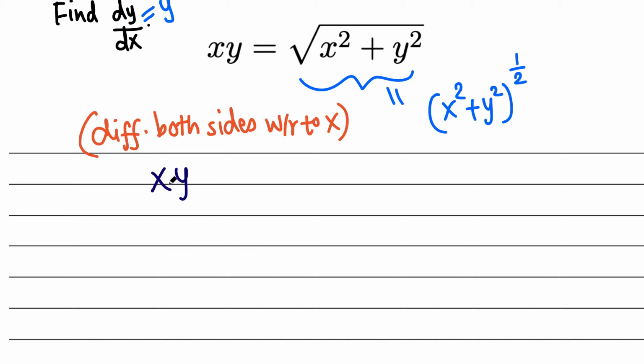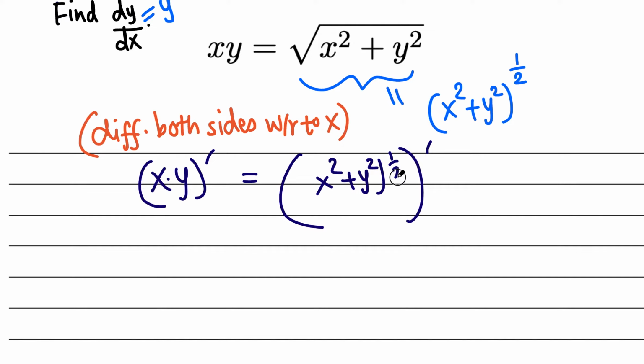So if we do that, on the left, let me write that. I'm using prime for derivative with respect to x. So derivative of xy, no sign means times here, equals derivative of this, x squared plus y squared raised to 1/2.